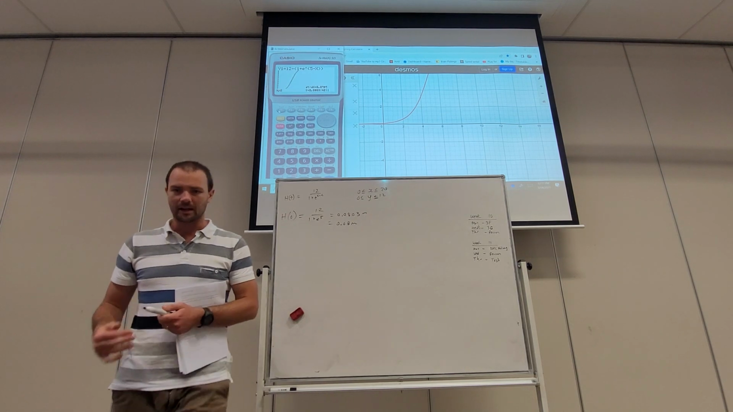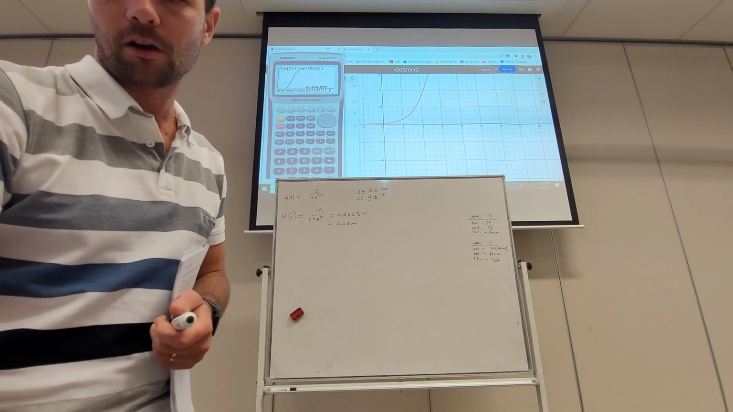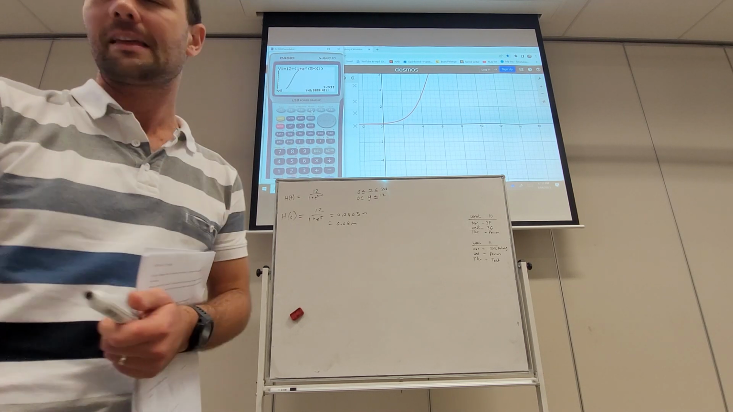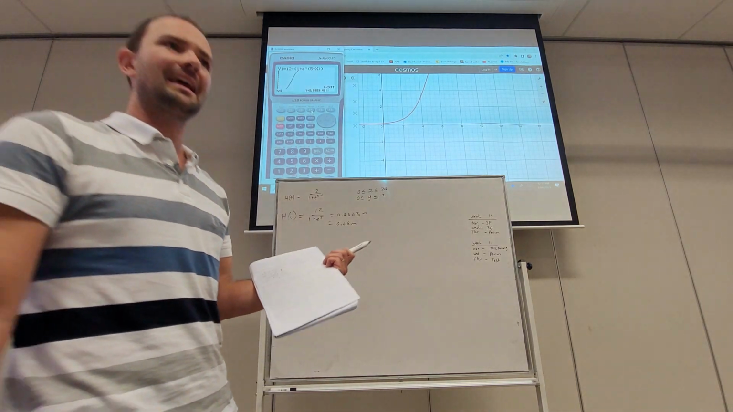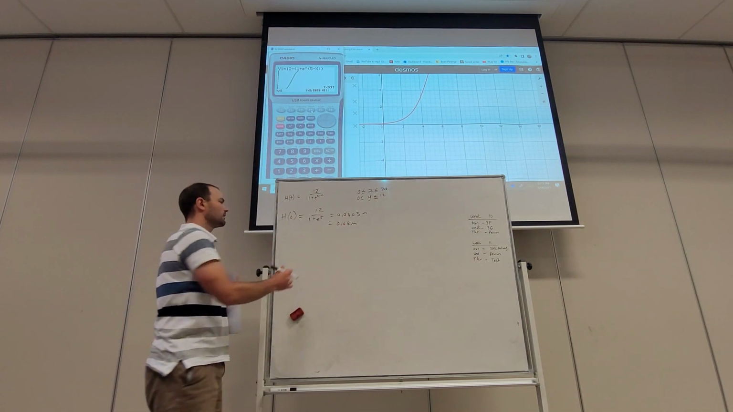All right, so another way I can get that, I don't just have to trace along it. Be familiar with these operations. In G-Solve, we've got the y-intercept. That's going to be the y-intercept as well, isn't it? When x is 0, that's the y value. So that's our initial height.